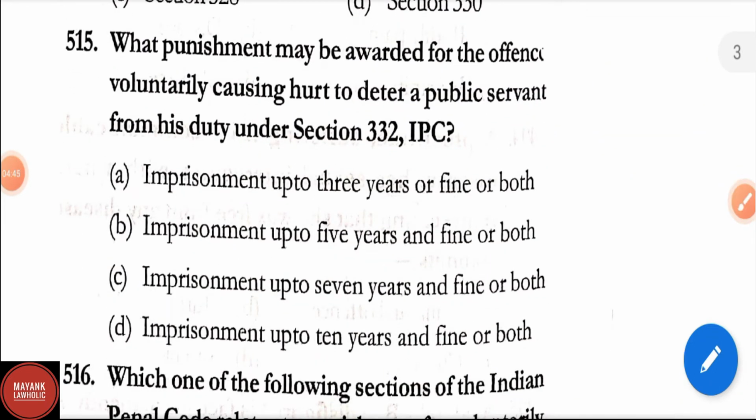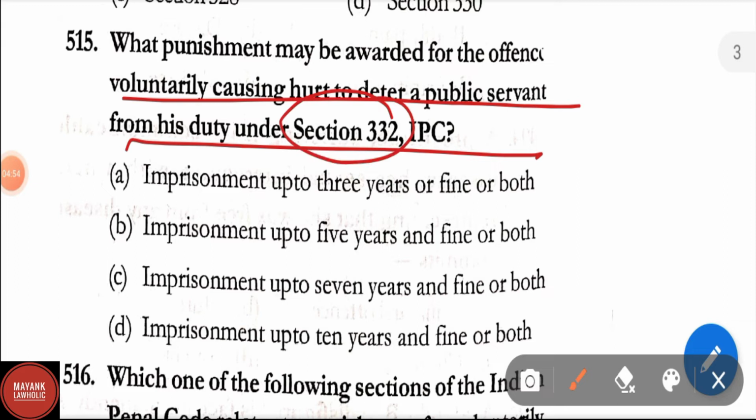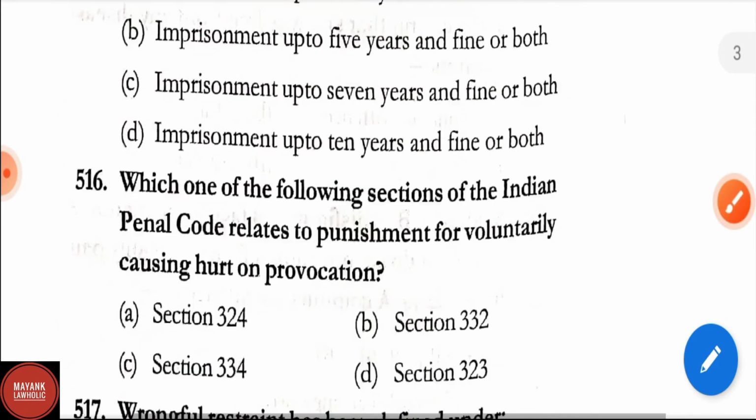Question number 515. What punishment may be awarded for the offence voluntarily causing hurt to deter a public servant from his duty under section 332 of IPC? Imprisonment up to 3 years or fine or both, imprisonment up to 5 years or fine or both, imprisonment up to 7 years and fine or both, imprisonment up to 10 years and fine or both. Correct answer is imprisonment up to 3 years or fine or both under section 323 of IPC.